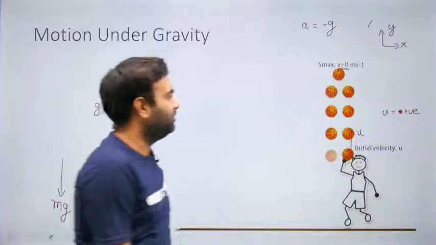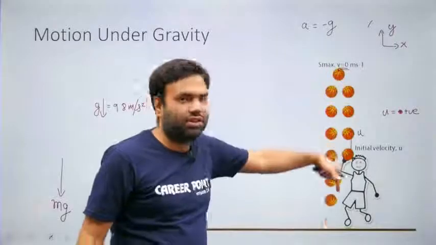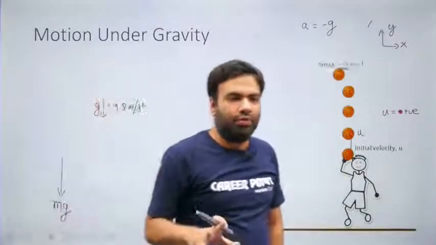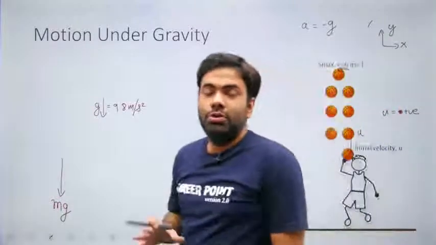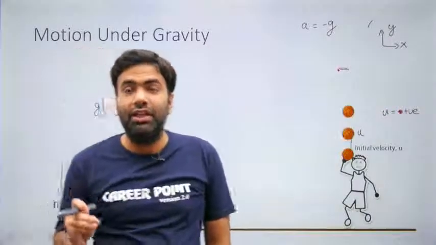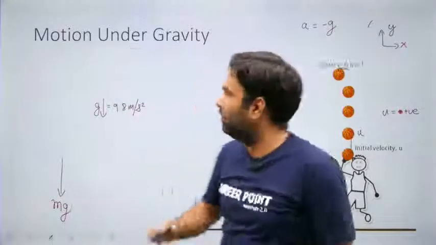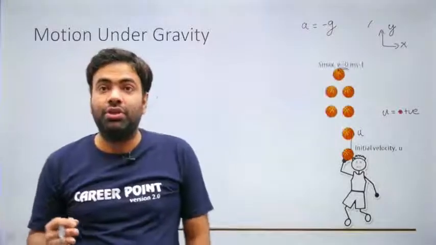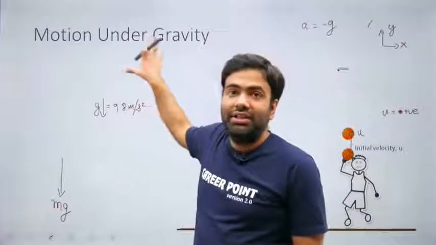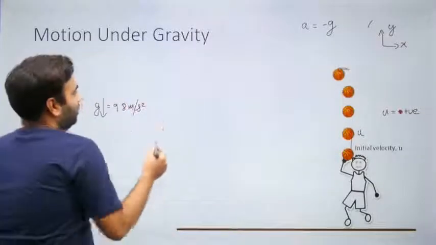U is positive. So upward direction is positive, downward direction is negative. And what we are going to do is modify our equation of motion. Equations of motion are valid only when acceleration is constant. Near the surface of earth, the value of g is constant, so we can apply those equations of motion for motion under gravity.